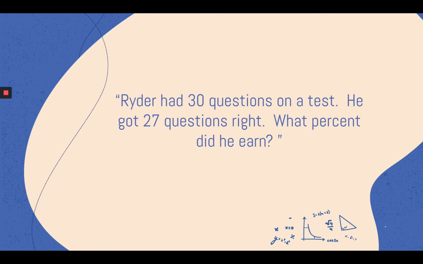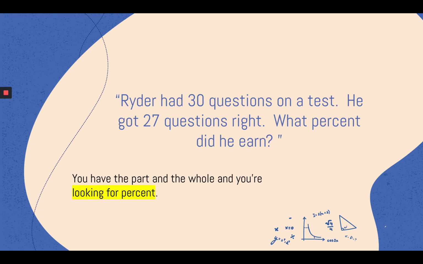So the first type of question you might have is: Ryder had 30 questions on a test. He got 27 questions right. What percent did he earn? This is the first type of question out of 3. This is a question where you're looking for percent.